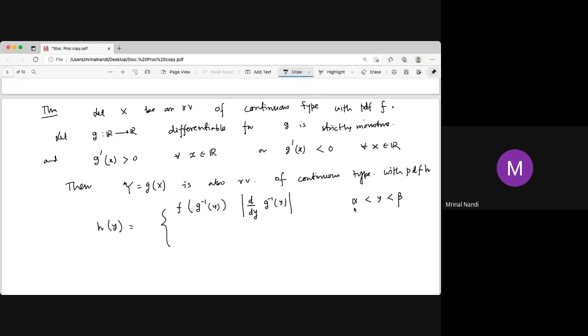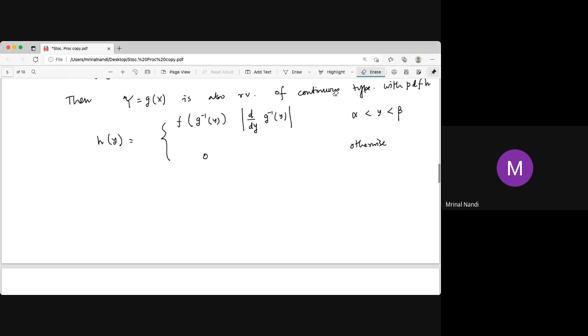And that must be in... it's not in the whole real line, because that g may not be surjective. So once this is not surjective, g inverse does not exist for the whole R. So g inverse exists for some suitable domain. The domain is from alpha to beta, and obviously 0 otherwise. And what will be the alpha and beta?